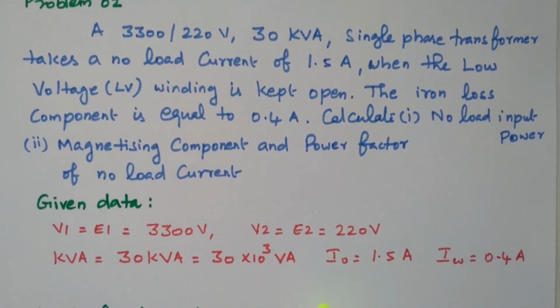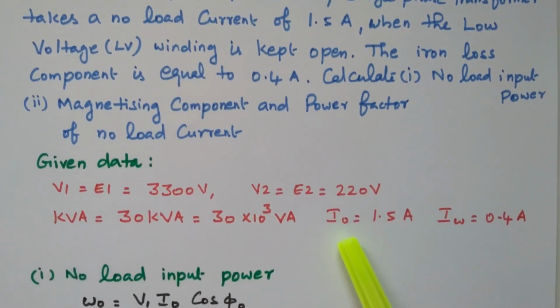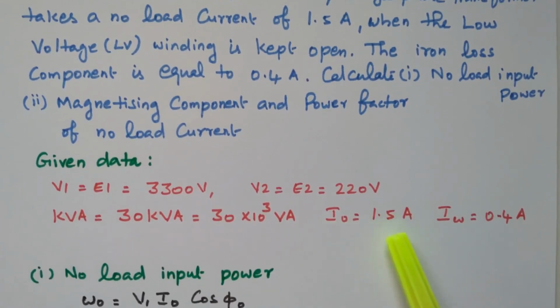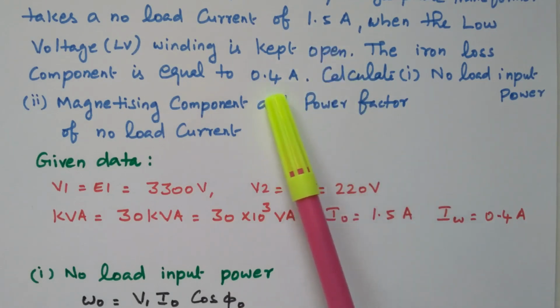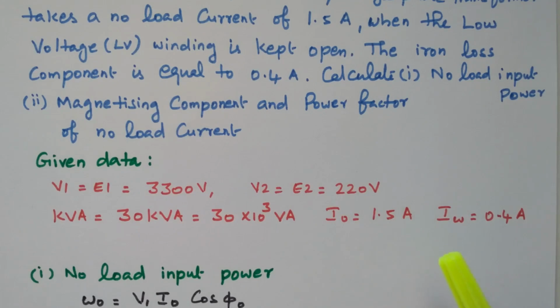Based on the given data, V1 or E1, the voltage applied or induced, is 3300 volts. V2 or E2 is 220 volts. The kVA is given as 30 kVA, where kilo means multiplied by 10 to the power 3, so 30 into 10 to the power 3 VA. The no load current I naught is 1.5 ampere. The IW, the working component, is given as 0.4 ampere. So these are all the given data.